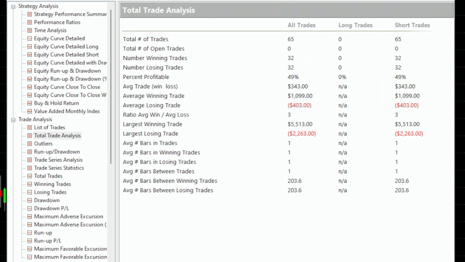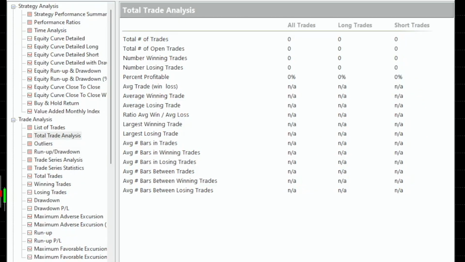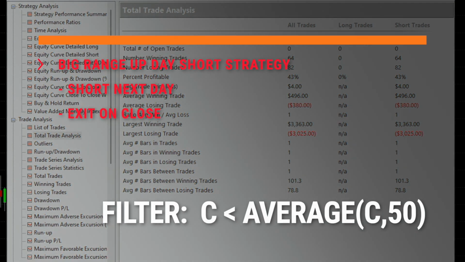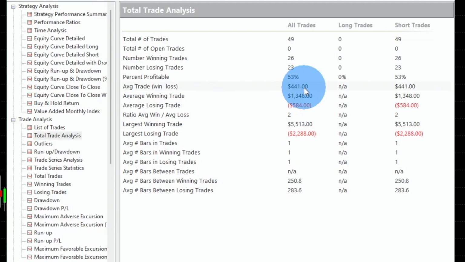So let me try something else. So this is now if the close is greater than the 50-day moving average. And that's good. We still have 149 trades, but now our average trade went to $4, which tells me that if I flip this, it should work. And let's flip it, which is now the close is lower than the average 50 bars. We increase our average trade, which is really good, but now we even reduce our number of trades. So again, that is not usable.